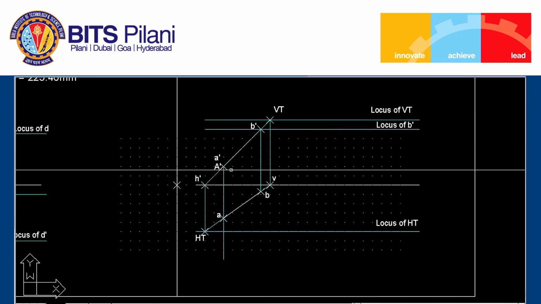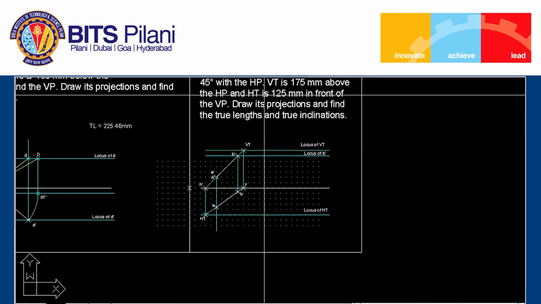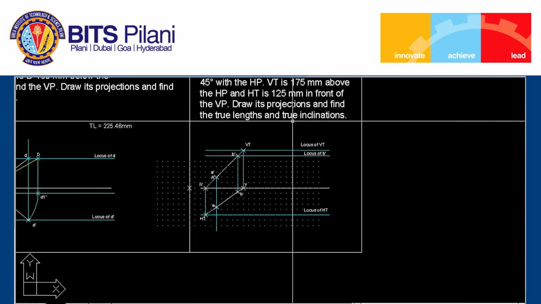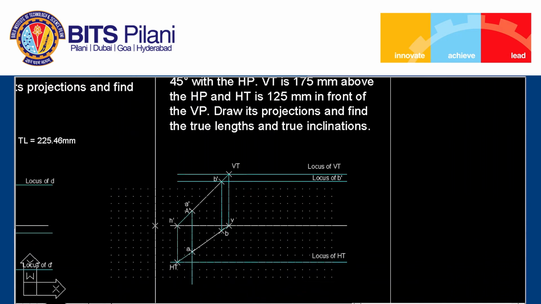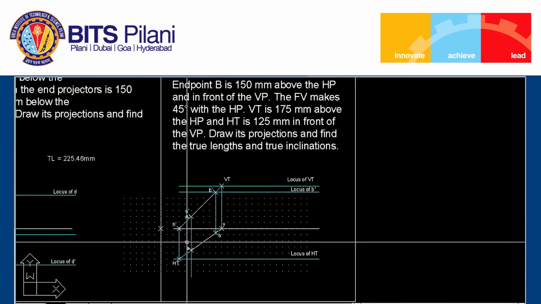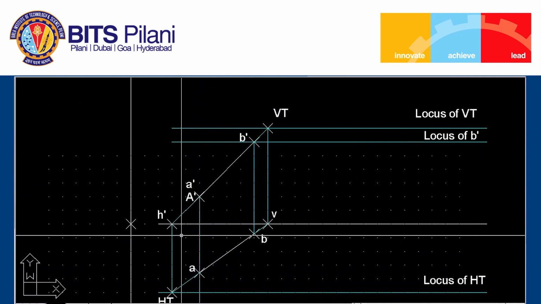So well, our projections are done here. Now we have been asked to determine the true length and true inclinations. We'll have only one true length. In front view and top view, we'll obtain two true lengths, but both should have the same value. So let us find the true length first and the inclination in front view, that is theta.